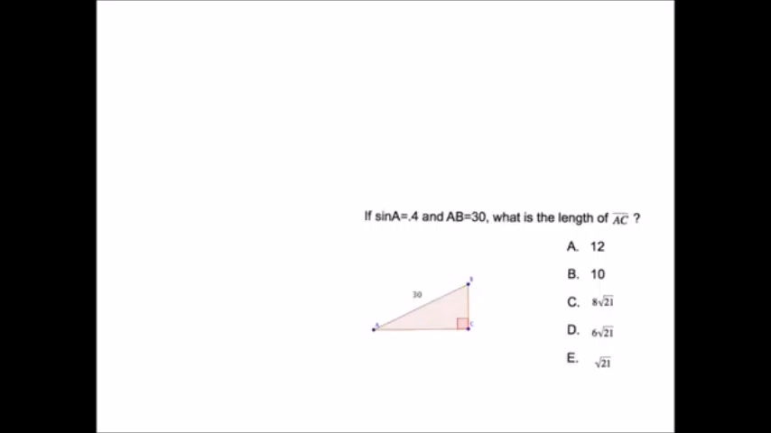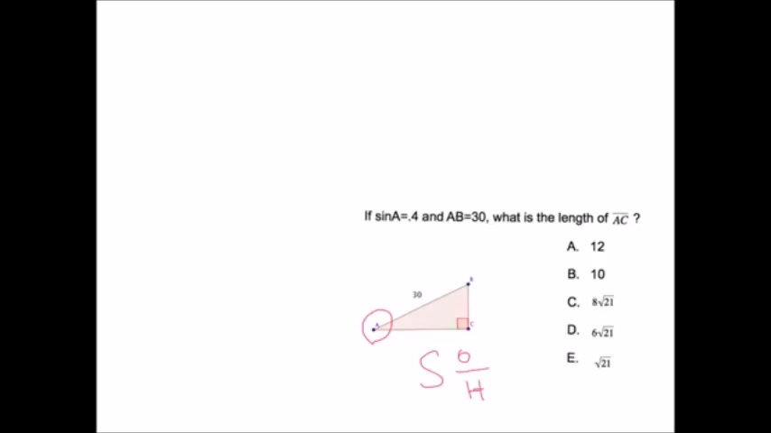Here is another SOHCAHTOA problem asked in another roundabout way. So we're told that the sine of A is 0.4. So that means that from A, sine, so let's write that out. And if you have to write out SOHCAHTOA every time, don't worry about it. I still do that. So, okay, opposite over hypotenuse.